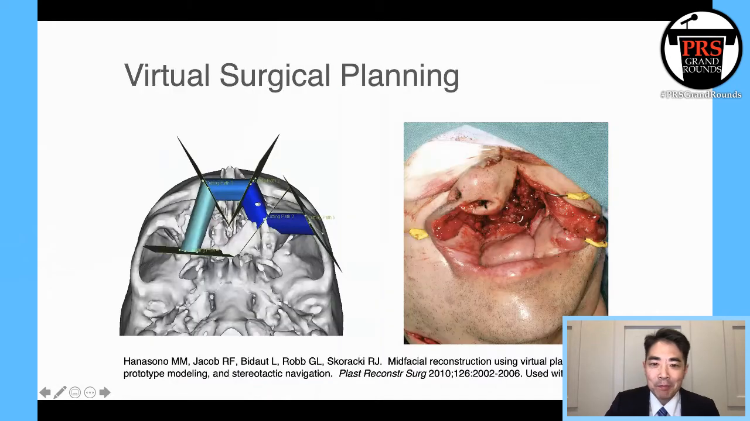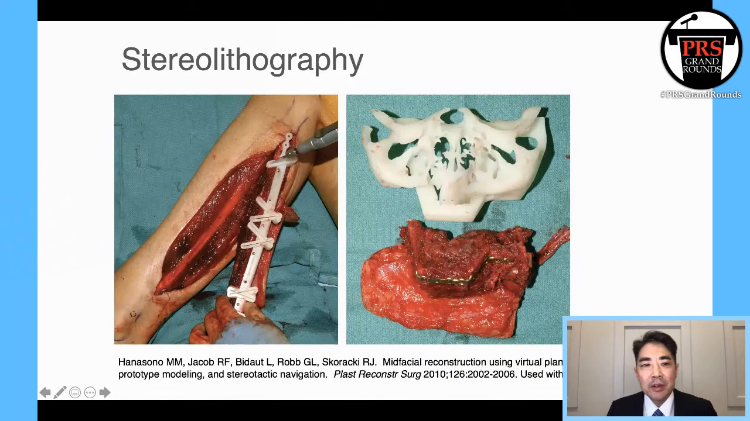Fast forward a few years, and a lot of virtual surgical planning now has been taken over by professional software engineers and 3D printing in industry. Here you can see a virtual surgical plan, and here the real advantage is that we can rotate the head in three dimensions and double check the occlusion to get our fibula reconstruction just right. Stereolithography refers to a specific type of 3D printing. It's the use of acrylic polymer cured by a laser or a light source.